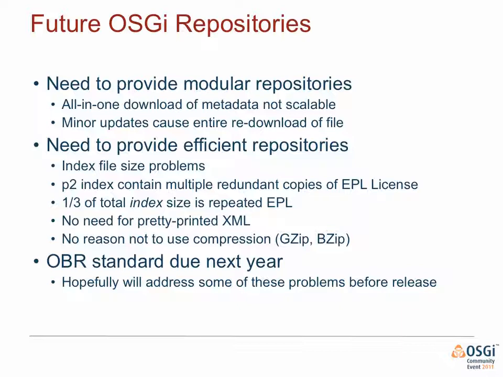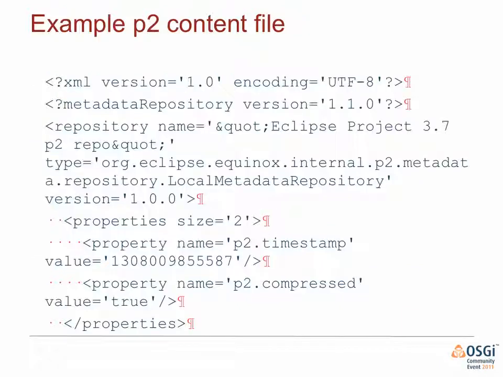In the case of P2, P2 contains multiple redundant copies of the Eclipse Public License. In fact, almost a third of the total index size is repeated elements for EPL. It also has some fundamental errors in terms of printing out pretty-printed XML and not using standard compression tools to be able to reduce the size of it. Hopefully, the OSGi standard due next year is going to address some of these problems before the release.